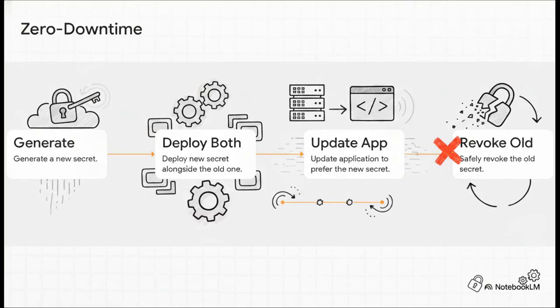Finally, that brings us to Section 5, rotation and scanning. So even if your code is perfect, secrets get old and accidents happen. They need an expiration date. But if you just swap a database password while the app is live, everything crashes. The fix here is zero downtime rotation. It's basically a 4-step dance.